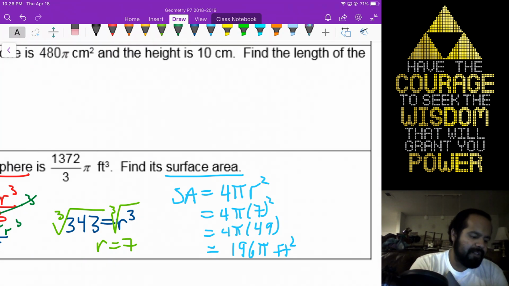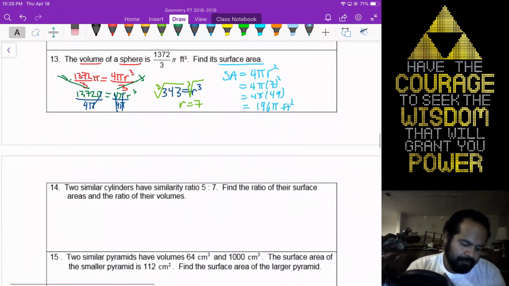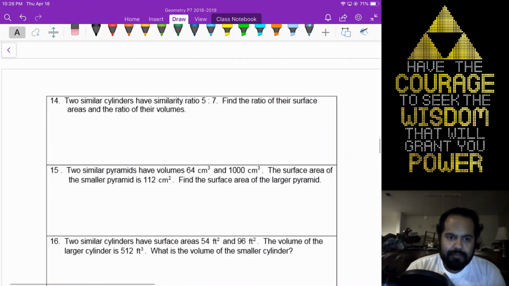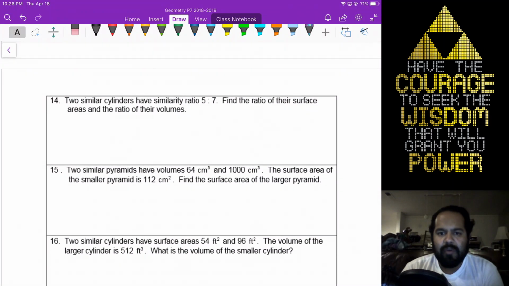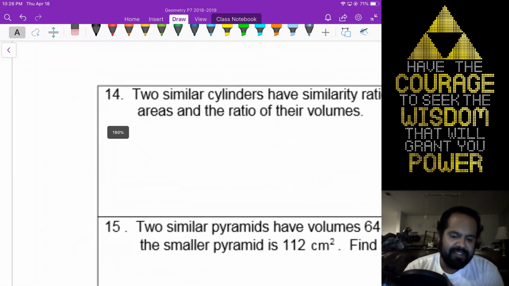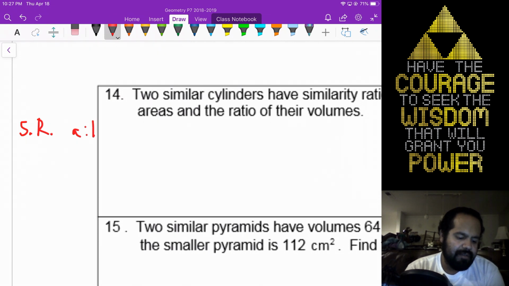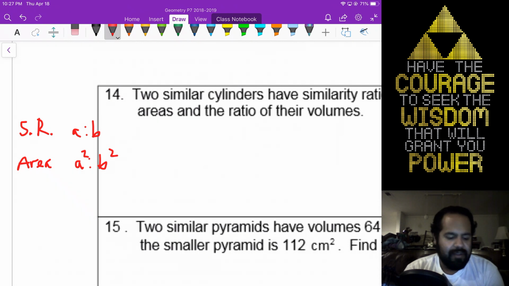We'll take a look at 14. So 14, Eob, you just have to know what things are. Okay, so similarity ratios, you have to remember, are your A to B. Your area ratios are A squared to B squared. Your volume ratios are A cubed to B cubed.